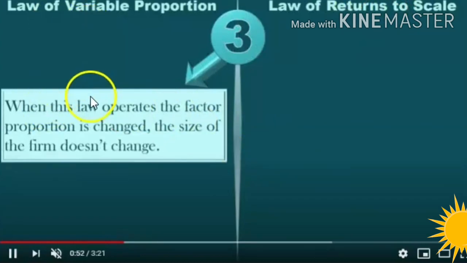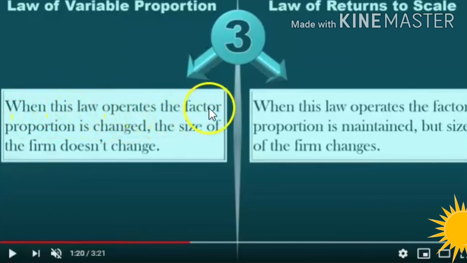In variable proportion, when this law operates, the factor proportion is changed but the size of the firm doesn't change. In returns to scale, when this law operates, the factor proportion is maintained but the size of the firm is changing. As you know, variable proportion is considered in the short run, and the law of returns to scale is in the long run.